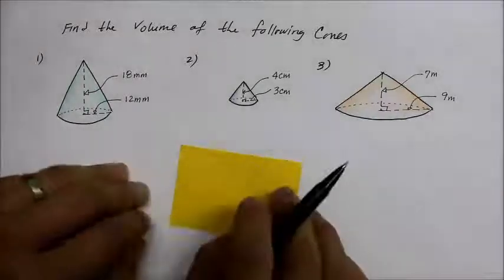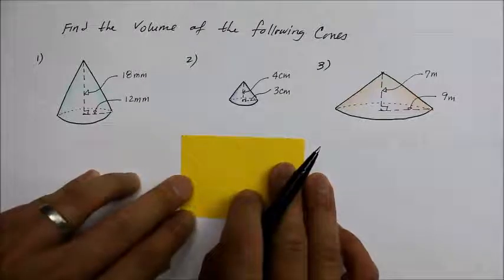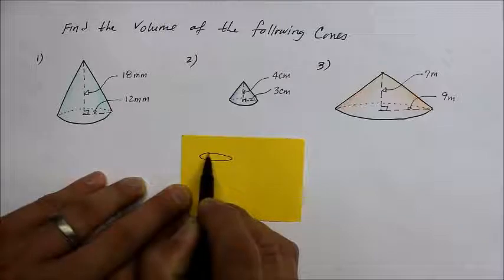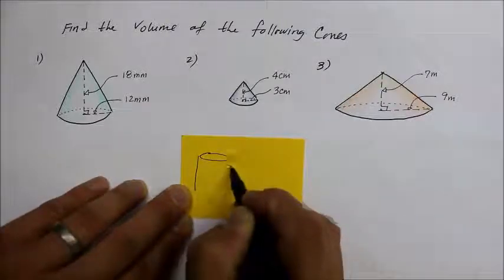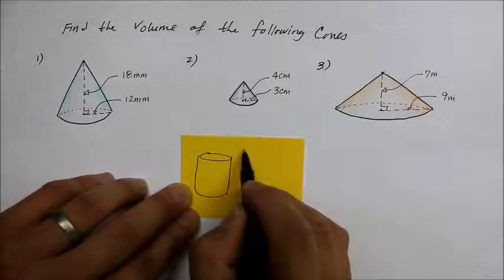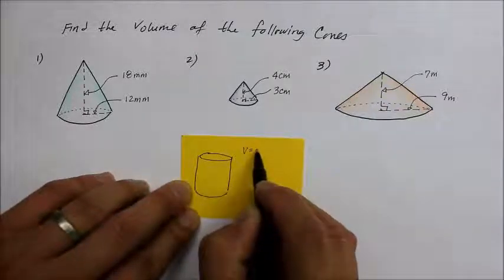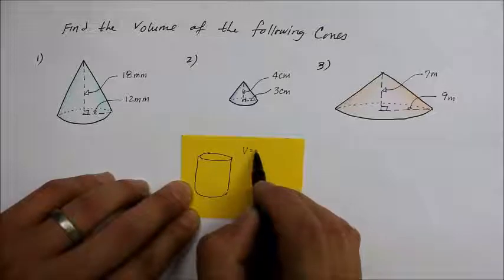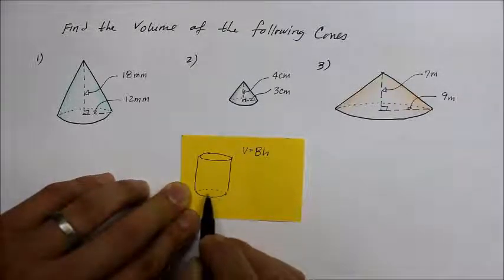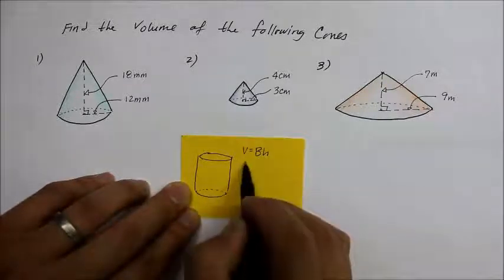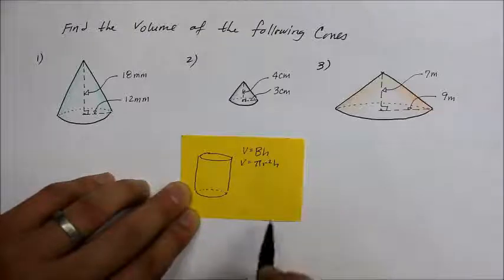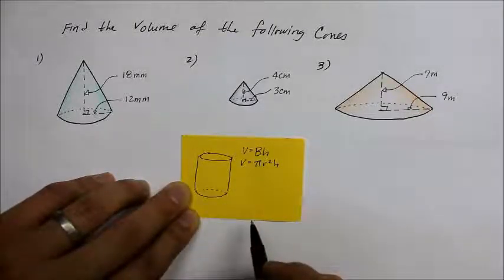So, real quick, where the cones are coming from. Cones are actually coming from cylinders. There was an instructional video about cylinders where we said the volume of a cylinder is base times height, the capital B base. The base on this one is a circle, so we substitute the base with pi r squared times the height. That's how we find the volume of a cylinder.